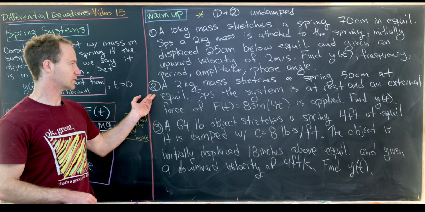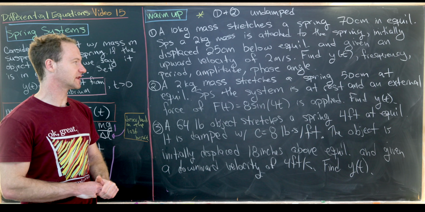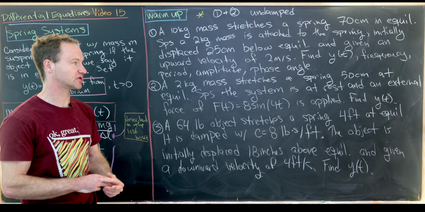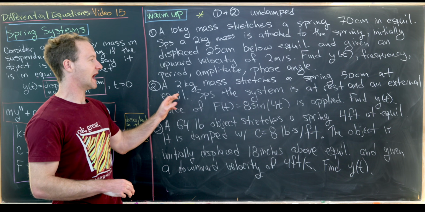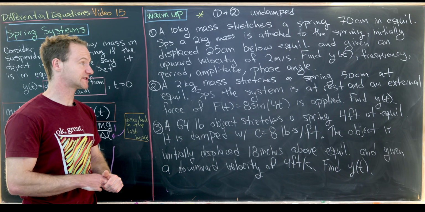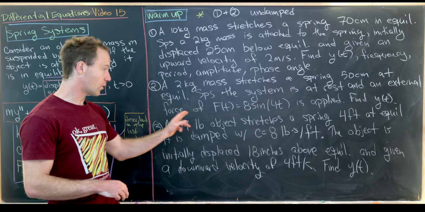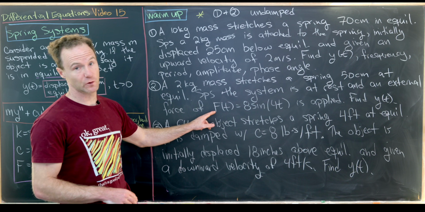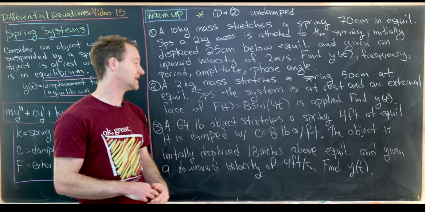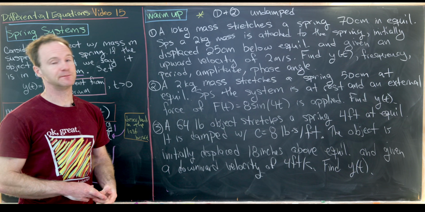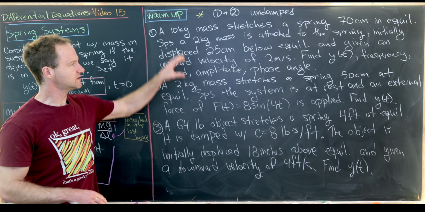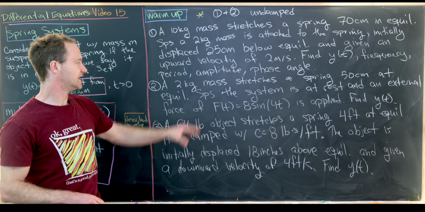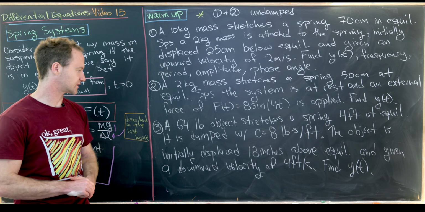Okay, so for the second one, let's suppose that a 2 kilogram mass stretches a spring 50 centimeters at equilibrium, and the system is at rest when an external force with forcing function 8 sine 4t is applied. Then find the displacement function y of t. So here in number 1 there's no external force. In number 2, there is an external force.